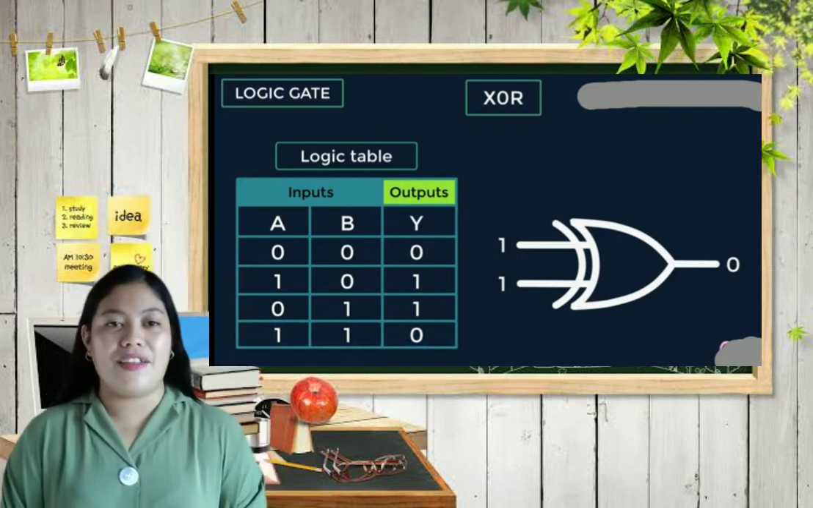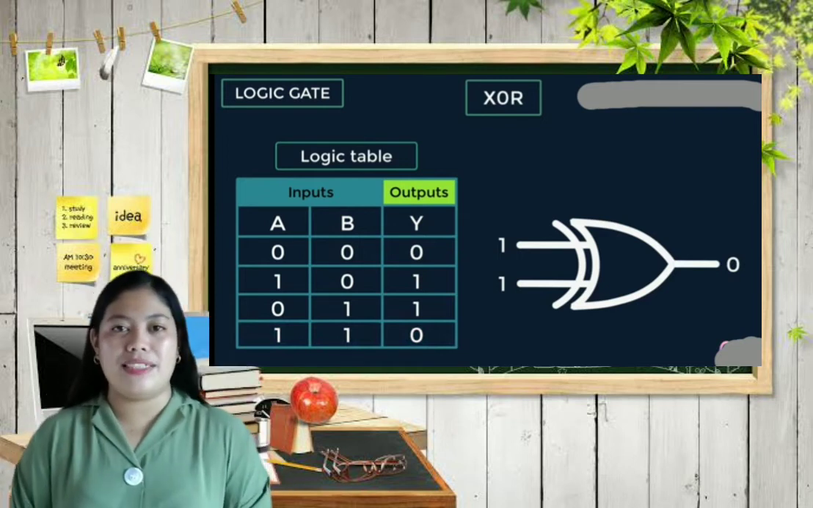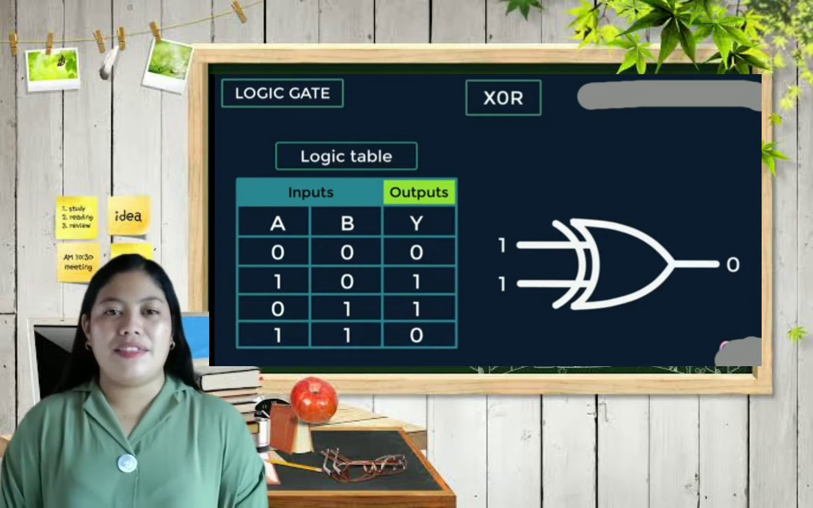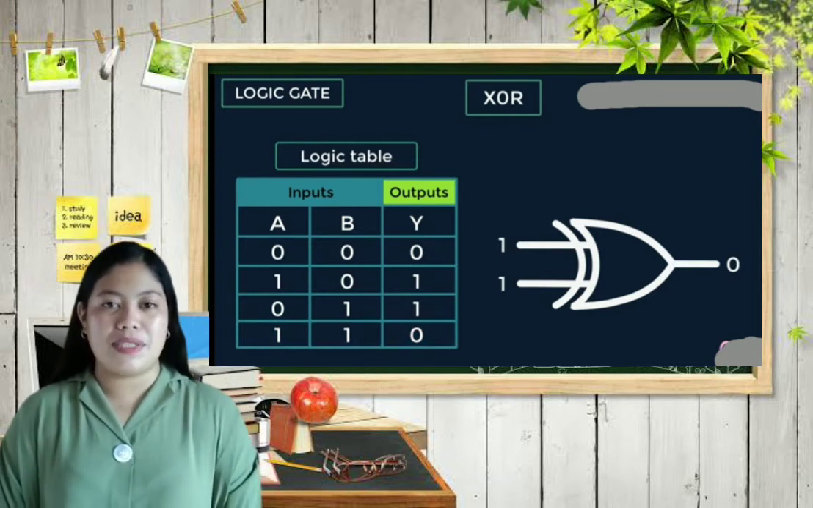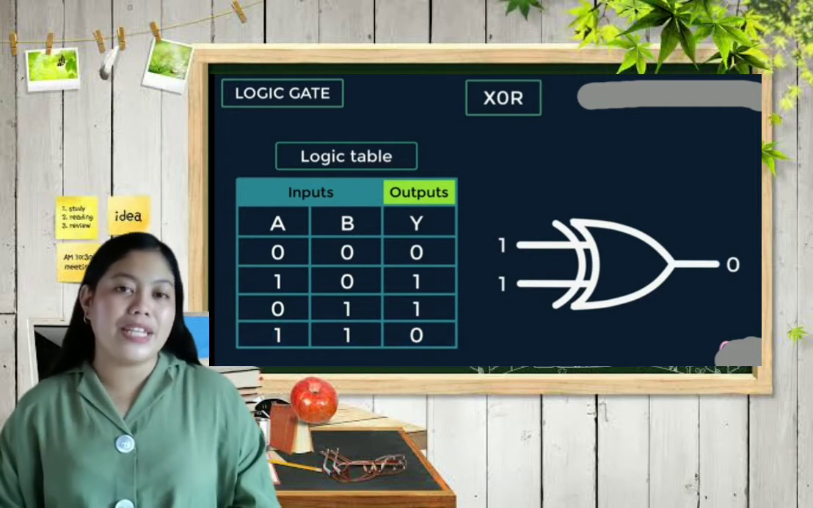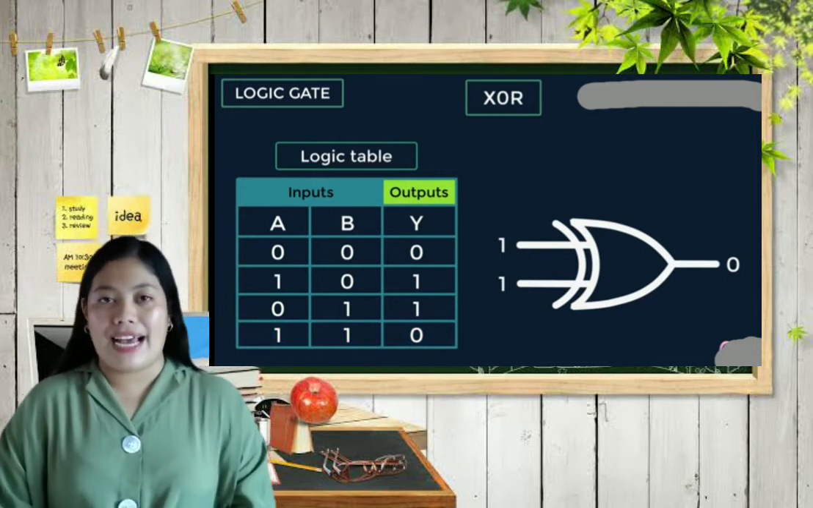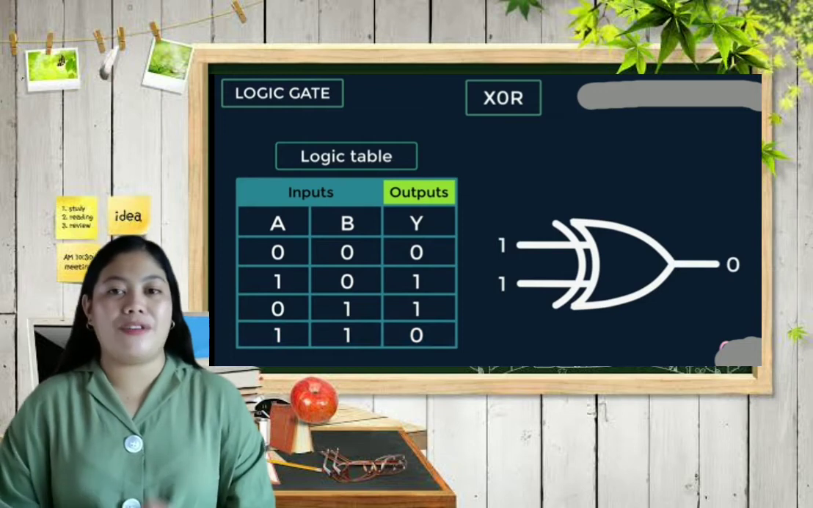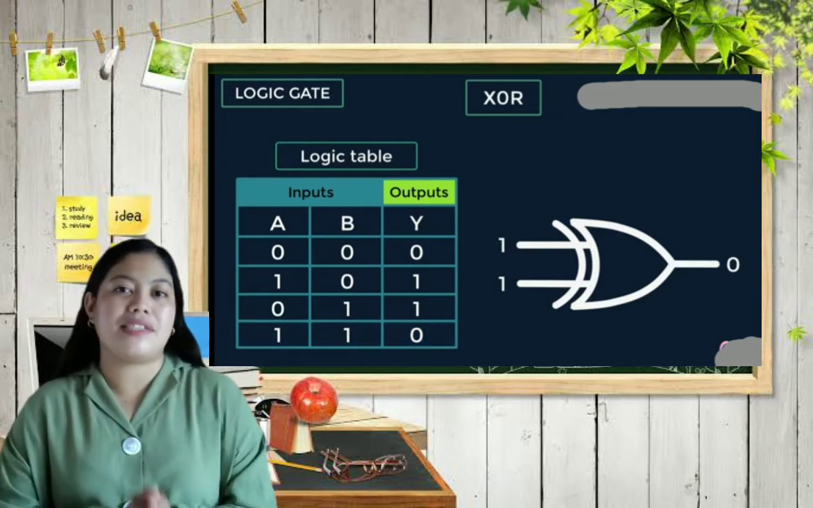And the final set of inputs, A equals 1 and B equals 1. In this case, the output signal will be 0 because for the exclusive OR gate to work, only any one of the signals should be high. If both signals are high or low, then the output signal will be 0.